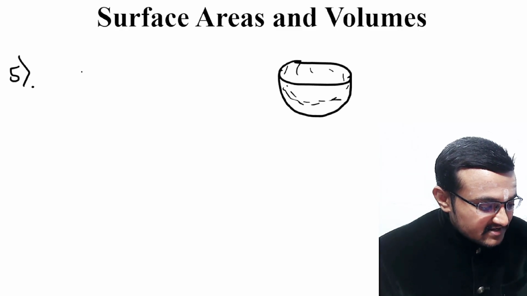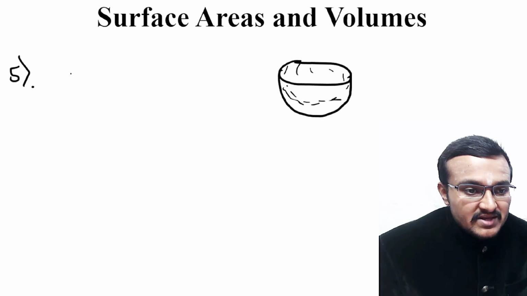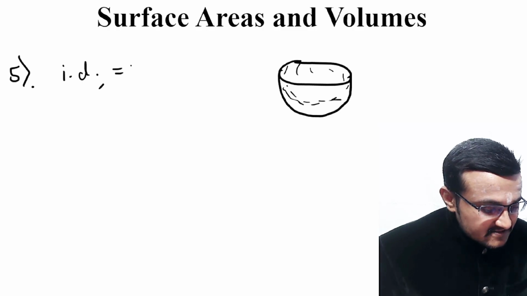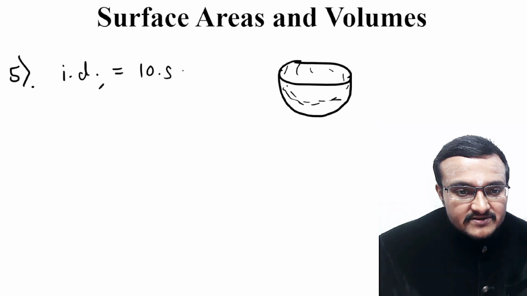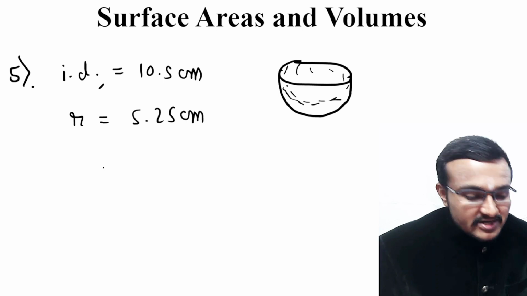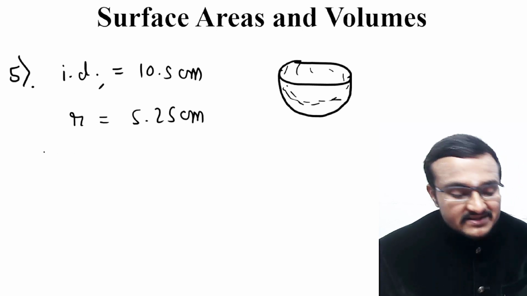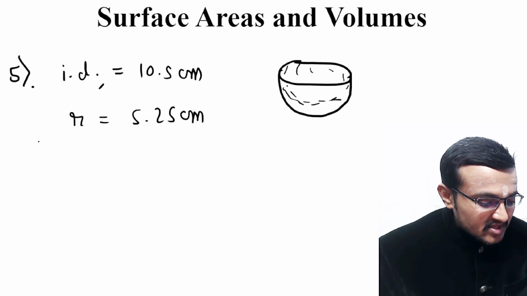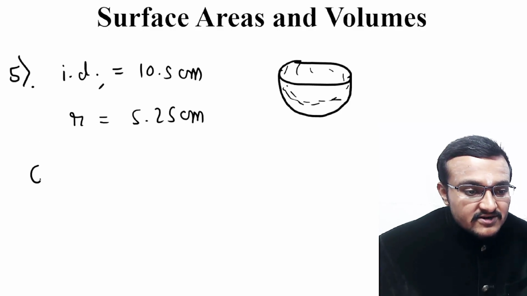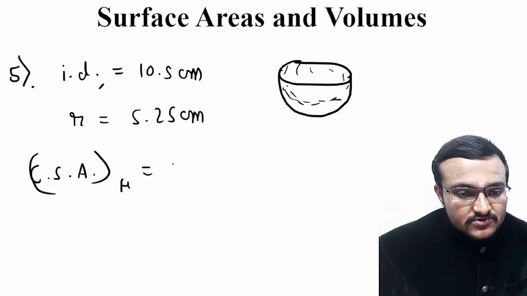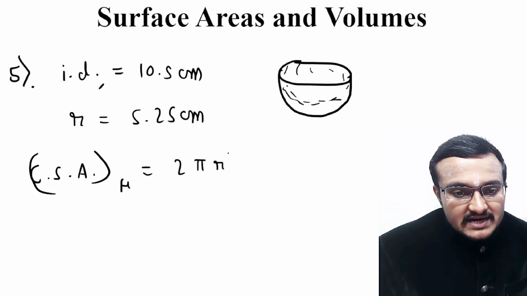In order to find out the curved surface area of this bowl, the inner diameter is given as 10.5 centimeter. So what will be the inner radius? That is equal to 5.25 centimeter. Now you have to find out the curved surface area, and then calculate the cost of the tin plating. The curved surface area of this hemisphere is equal to 2 pi r square.